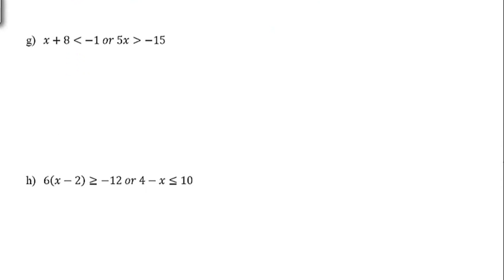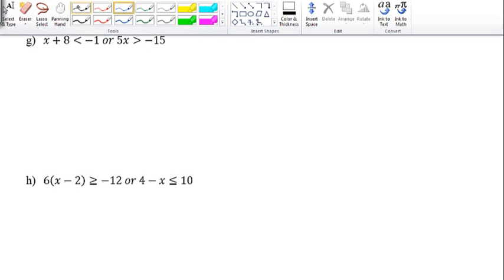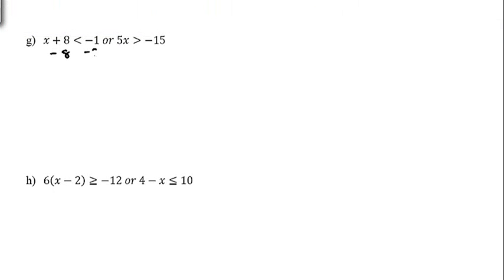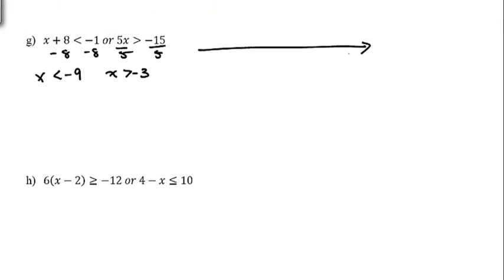In our next example, we have x plus 8 is less than negative 1, or 5x is greater than negative 15. So here we're going to subtract 8, giving us x is less than negative 9, and here I want to divide by 5. And that gives me x is greater than negative 3. And again, the only time you reverse this direction is if you're dividing by a negative, and here we divided by a positive. So put these two numbers on our number line, negative 9 and negative 3.